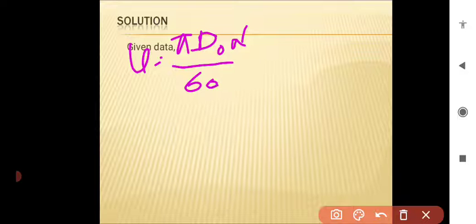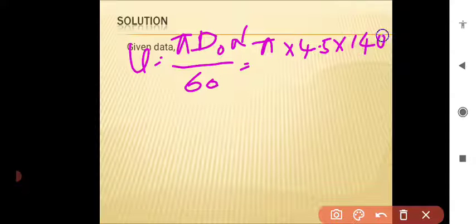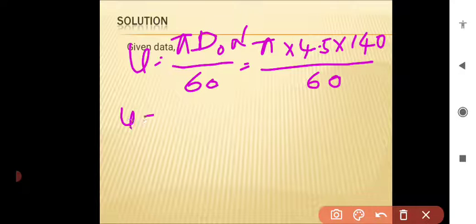So u is equal to pi d naught n by 60. So this is equal to pi into d naught, which is 4.5, into n, which is 140 rpm, by 60. So you will calculate it and get the blade velocity value. What is the blade velocity value? The blade velocity is 33 meter per second.